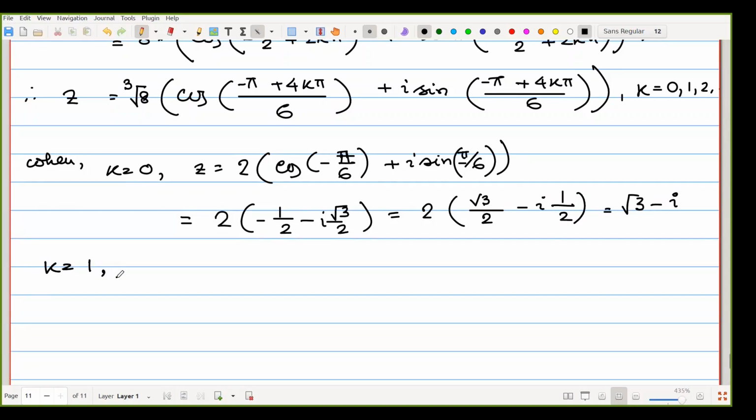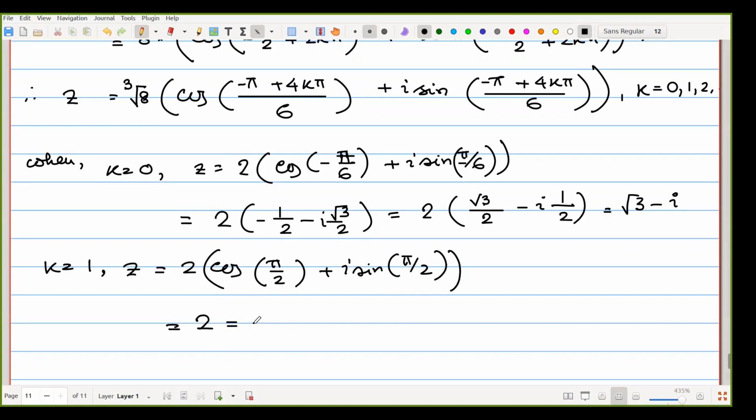When k is equal to 1, we have z is equal to 2 of cos of pi by 2 plus i of sine of pi by 2, which gives us 2 into (0 plus i), or 0 plus 2i, which is 2i.